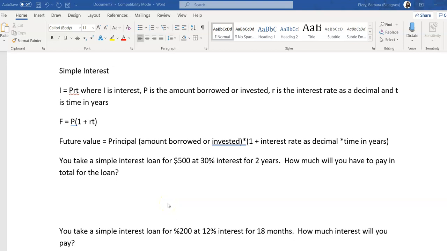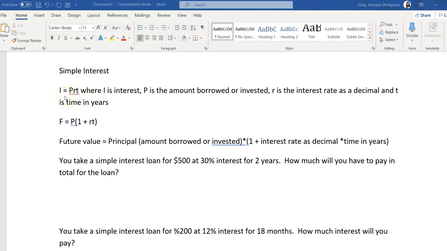Okay, so now we're going to look at simple interest. Now, most of the time when we get a loan at a bank, or we use a savings account, it's compound interest, and we'll talk about that later on. But right now we're going to talk about simple interest. And some loans are simple interest loans. So we have two formulas that we have to know for simple interest.